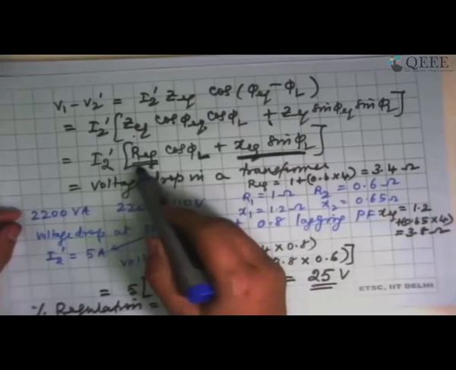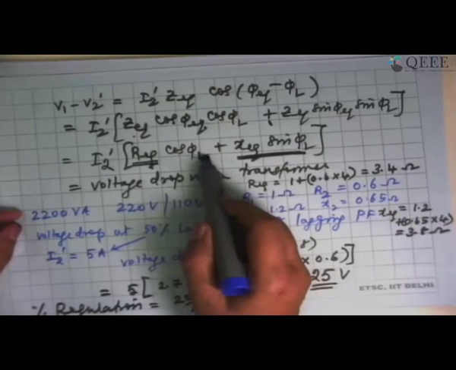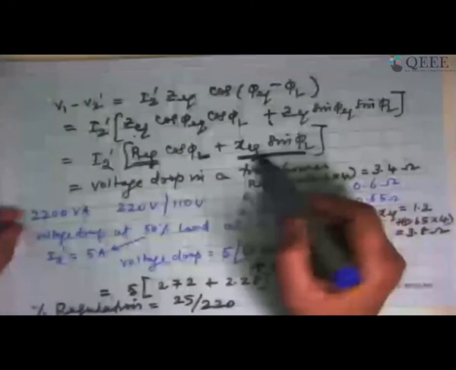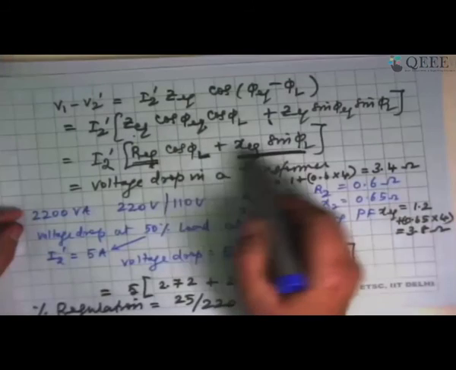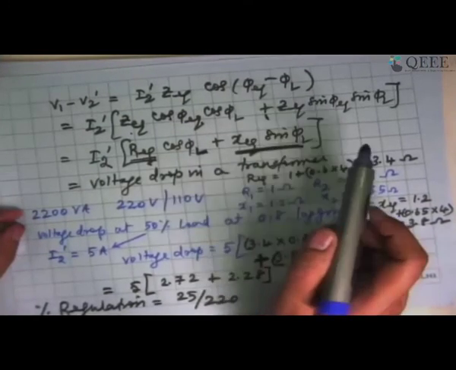when can we get zero and maximum voltage regulation? Zero voltage regulation will happen when you have I2 times R equivalent cos phi L equal to I2 dash times X equivalent sin phi L. When both of them cancel out with each other, then you are going to get zero voltage regulation.